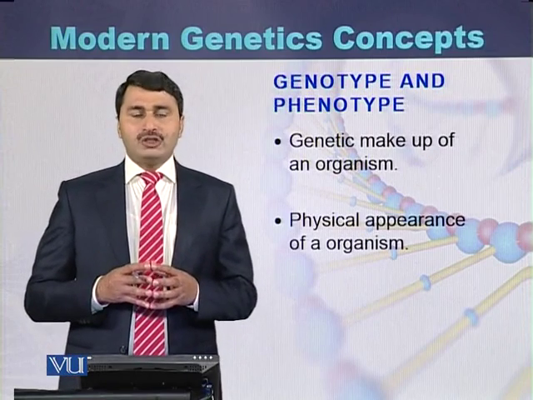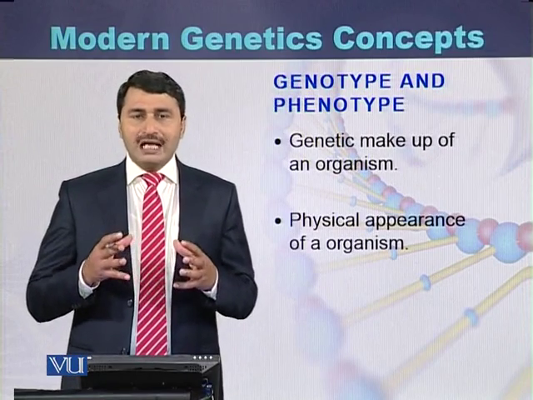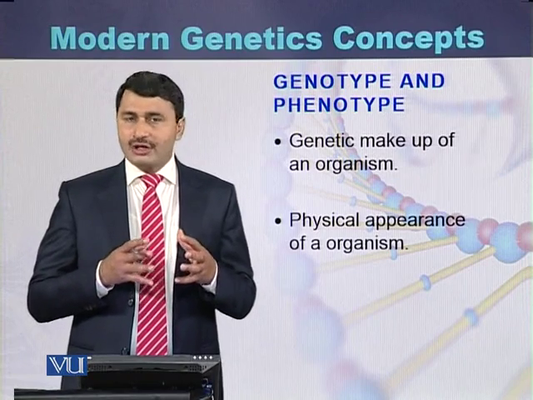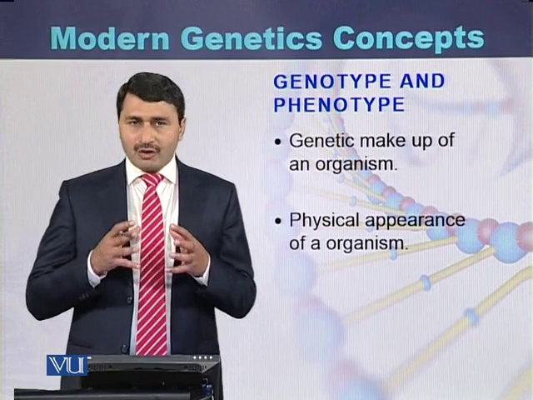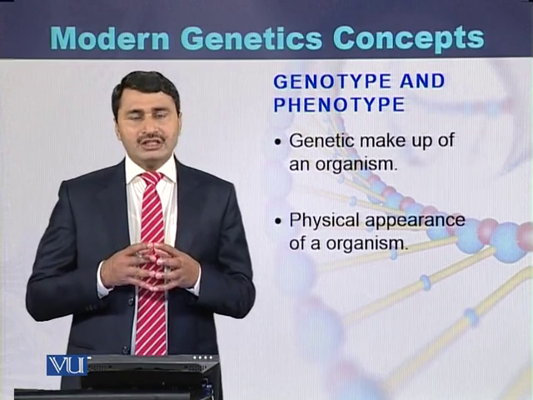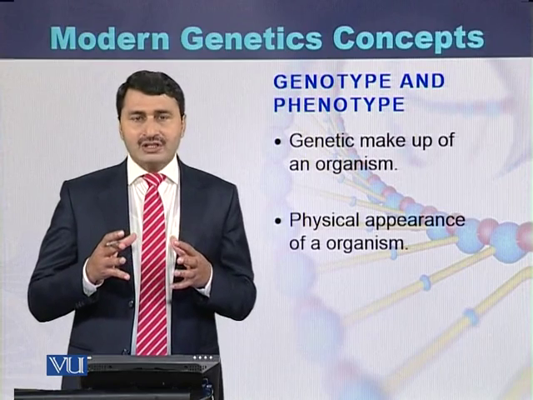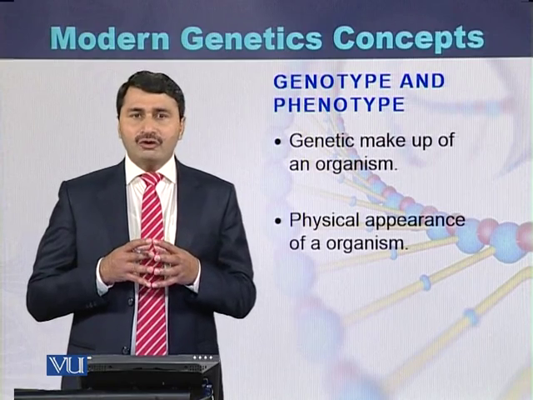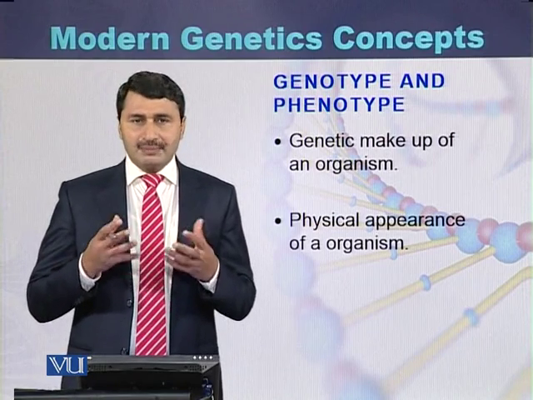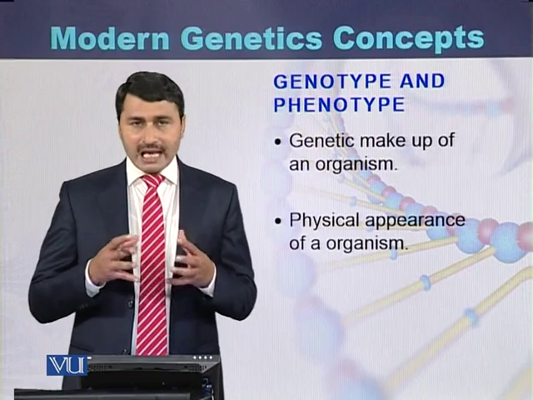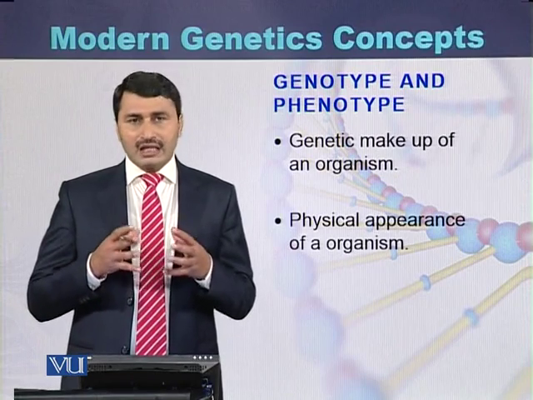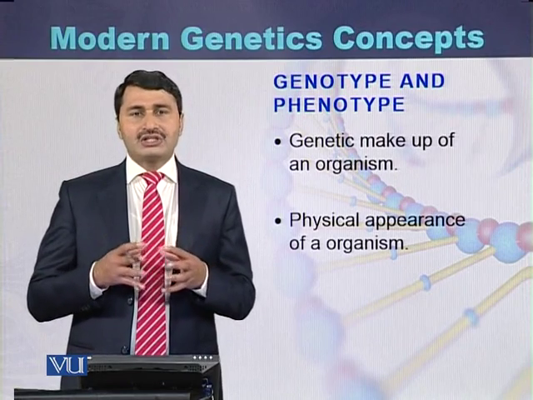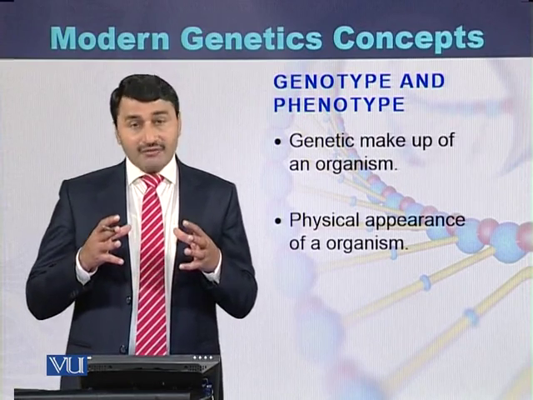What is the meaning of genotype and phenotype? Genotype is the genetic makeup of an organism that includes the number of chromosomes, the number of genes, the sequence of the genes, or the inheritance pattern of an organism. That is the genotype. While phenotype is the physical appearance of an organism, like the height of an individual, the color of the skin, or the color of the eyes. These traits are called phenotypes.